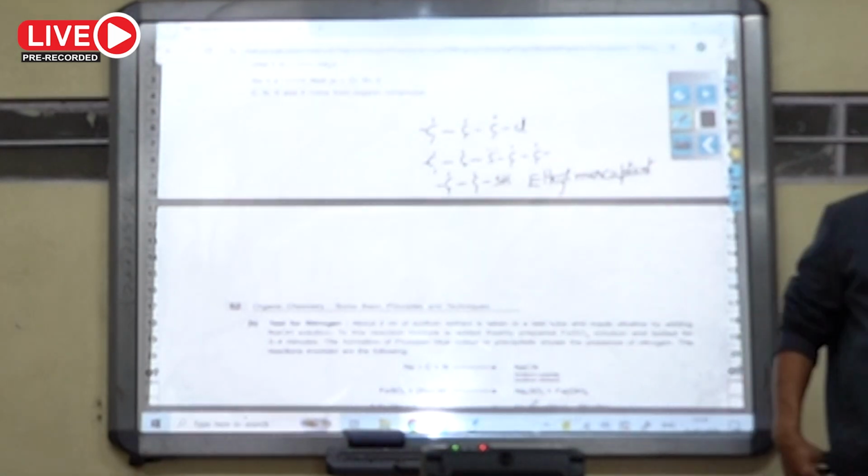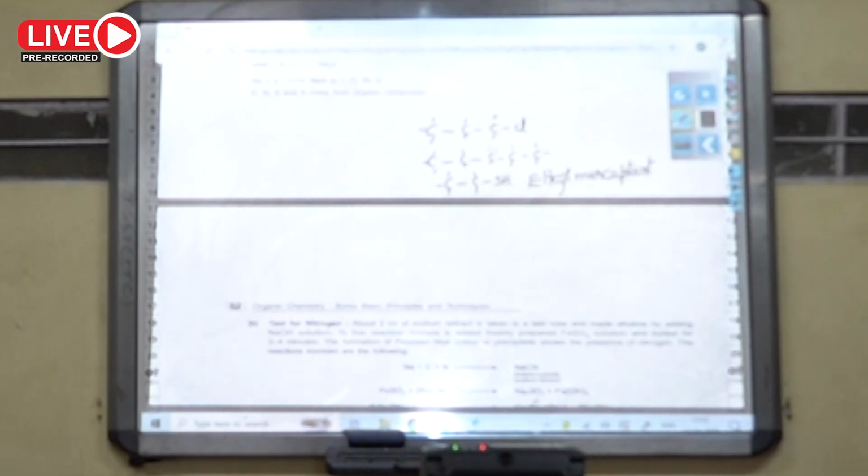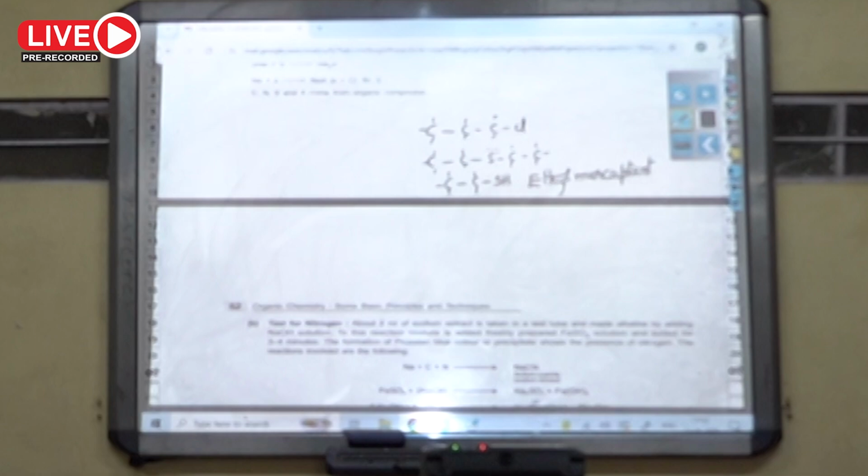Ethyl thioalcohol or ethyl mercaptan. What is one of the daily applications of ethyl mercaptan? You might have studied in your CBSE syllabus, 8th or 9th class, about ethyl mercaptan or ethyl thioalcohol.